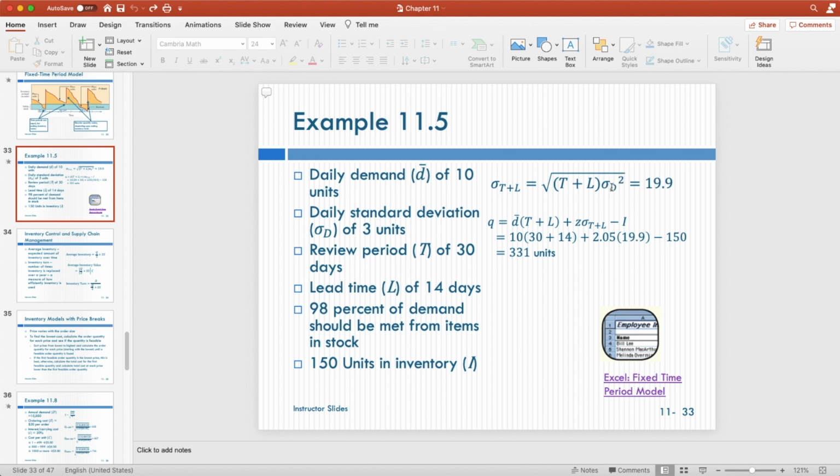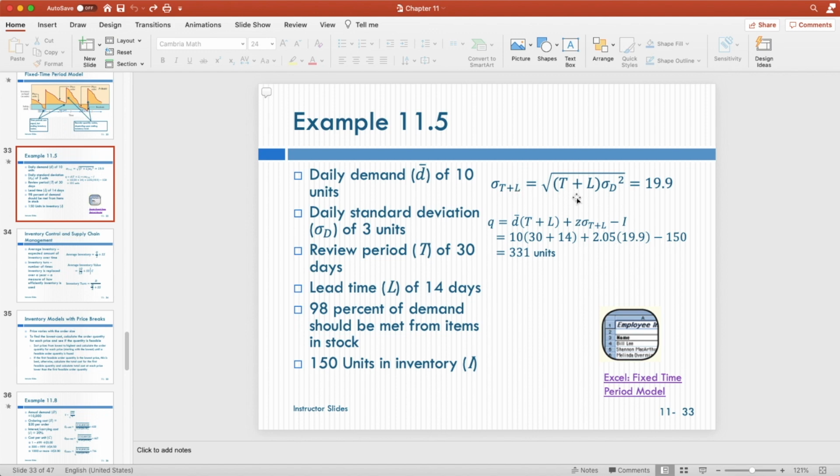Here I want to emphasize. Sometimes students may use, this is 30, this is 14, right? So if you add it up, it's 44. Sometimes students may use 44 times this sigma d before taking the square. That's not correct. You need to do the square first. The square has the priority, before you multiply by this 44. So try to make sure you are doing the right sequence. You do the sigma d square first and then multiply by the T plus L.